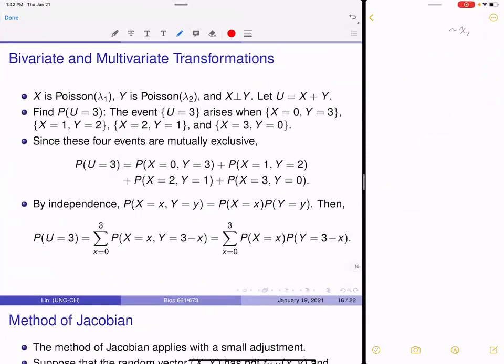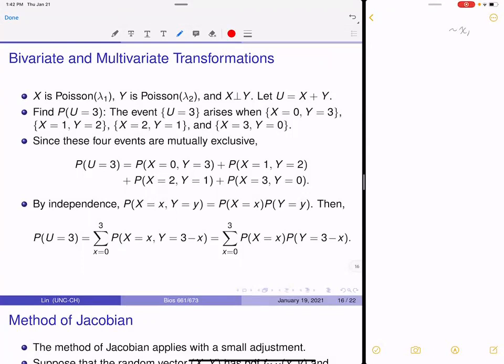Good. So again, everybody understands math in different ways. I bet you have your own way of understanding what I'm writing right now. So do it and practice a little bit on how to do transformations. Okay, let me quickly say something about bivariate and multivariate transformations in a much easier way.